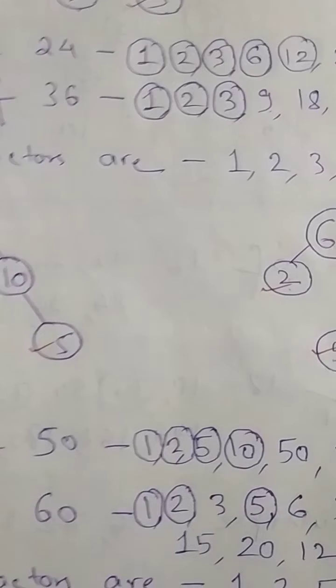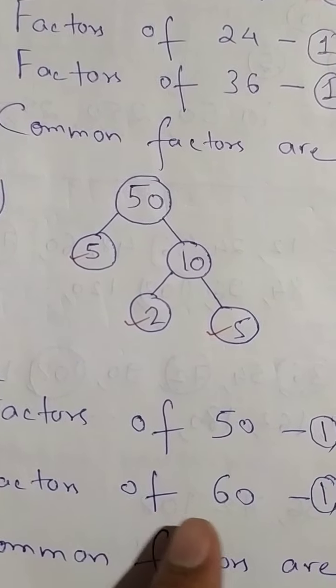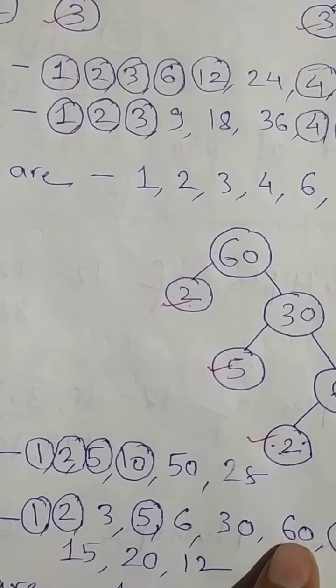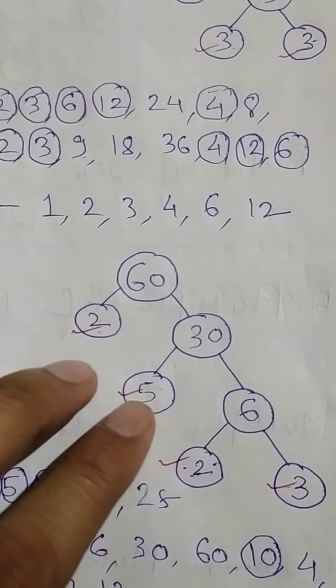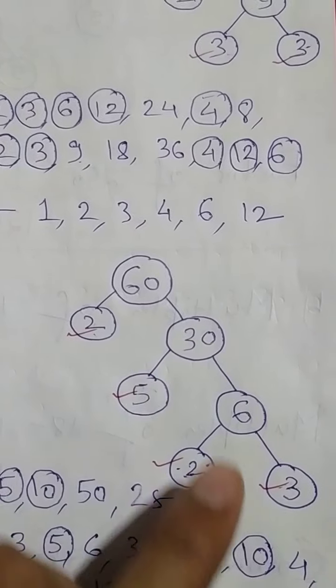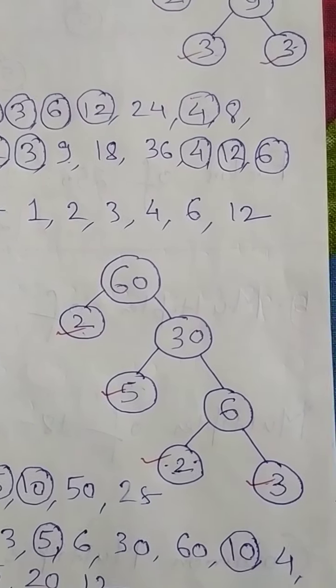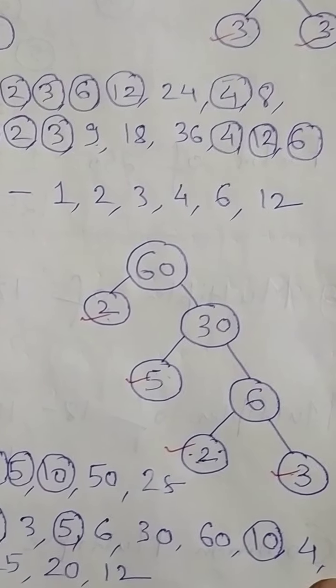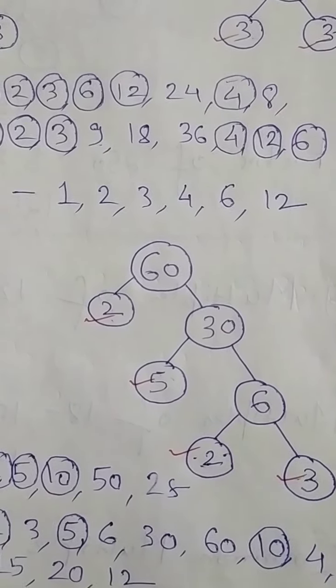We have written 1, 2, these are the factors of 60: 1, 2, 3, 5, 6, 30 and 60. Now let's multiply 2 at a time. 5 times 2 is 10. 10 is not here, so we have written 10. 2 times 2 is 4. 4 is not here, so we have written 4. 3 times 2 is 6. 6 is already here.